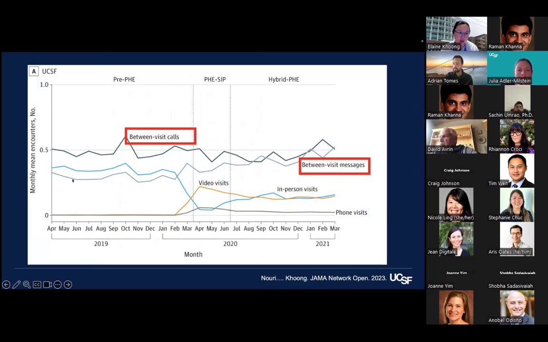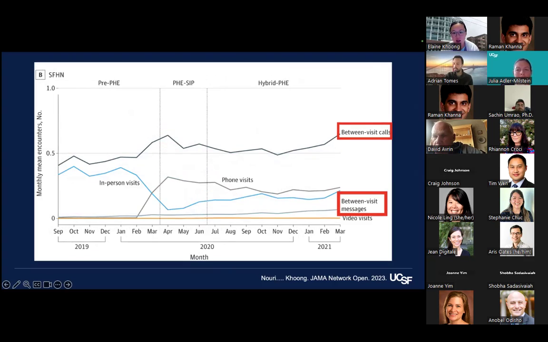And what you can see, and it's not surprising, is that the patient portal messages were slowly creeping up, and telephone calls stayed the same. And that was at UCSF. But when we look at SFHN, what you can see is the between visit messages crept up as well. But where we're actually seeing more of the growth, and certainly a lot more of the actual absolute numbers, was in phone calls.